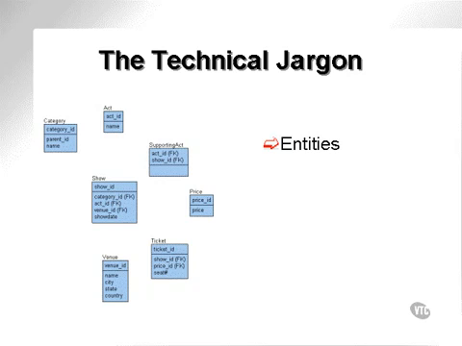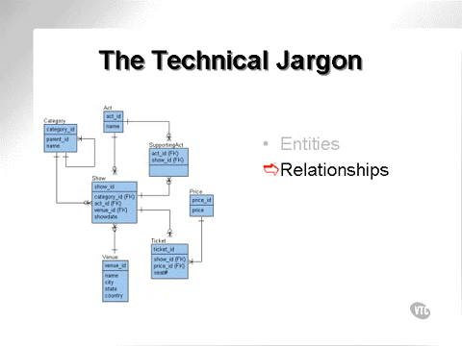Now let's go through some technical jargon. An entity. What is an entity? An entity is the same thing as a table. In the relational database model, a table is known as an entity. The objects on the left are all entities. What is a relationship? A relationship is a link between those entities.